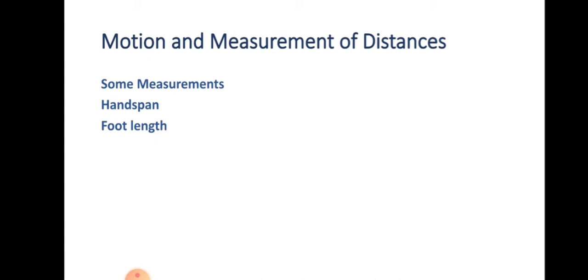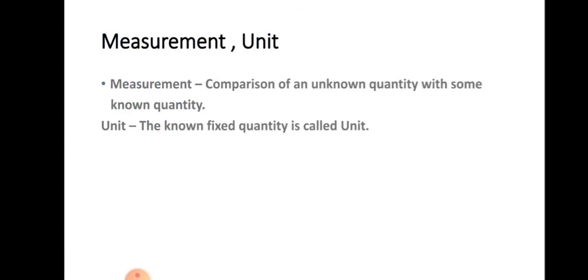So what does measurement mean? Measurement is a comparison of an unknown quantity with some known quantity. This is called comparison. And this known fixed quantity is called a unit. The result of a measurement is expressed in two parts. One part is a number, a magnitude, a numerical value, and the other part is the unit of the measurement.